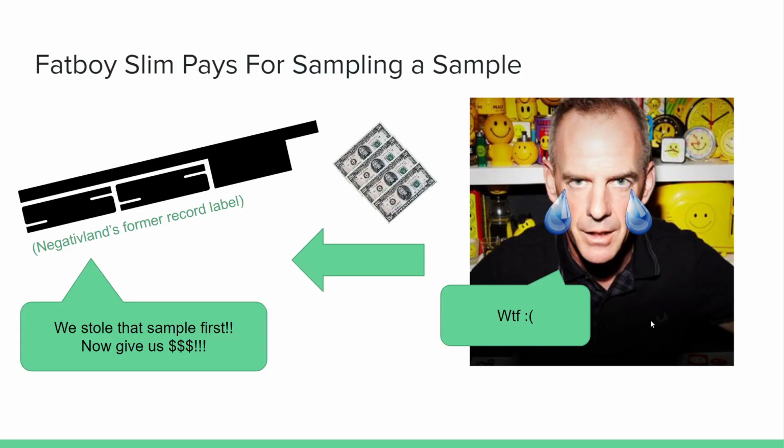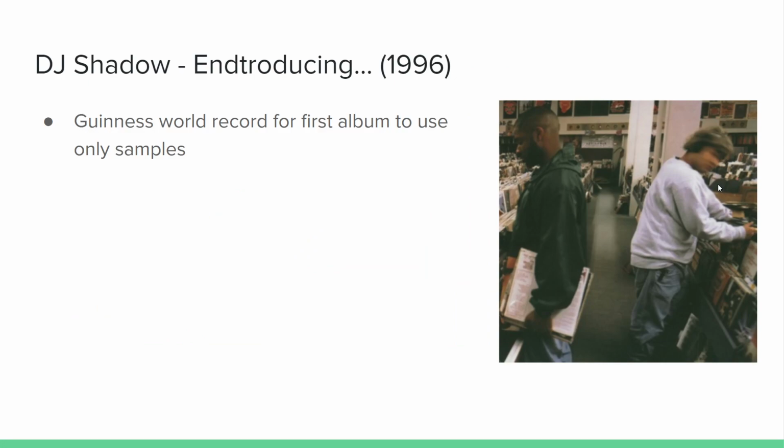But since they made the song, SST, which was Negativland's former record label, saw that Fatboy Slim had used the same sample, and they said, "We stole that sample first, now give us money." And Fatboy Slim did, and that's just how it goes. So Fatboy Slim is essentially paying for sampling a sample that was already previously unauthorized to be used as a sample. You also have other instances in which this is a pretty commonplace problem.